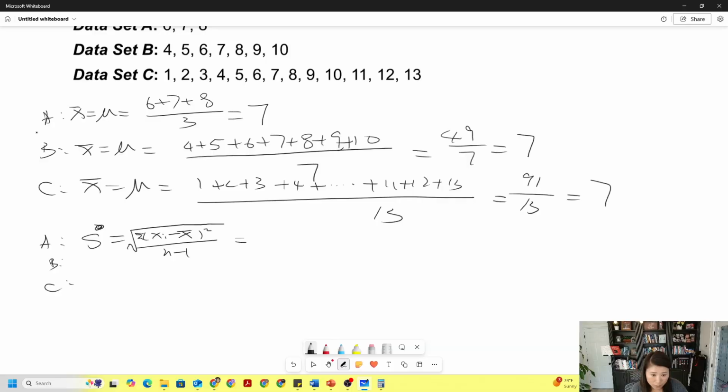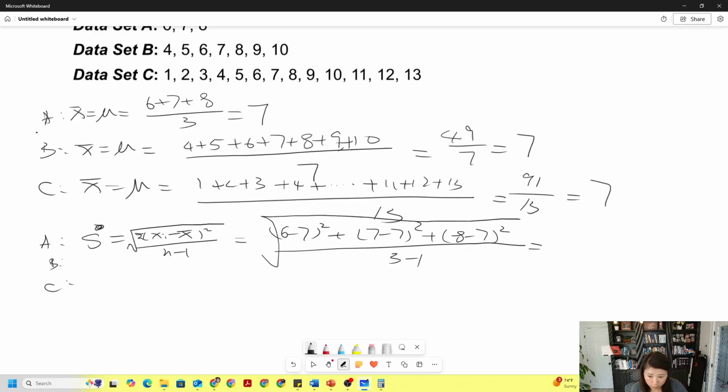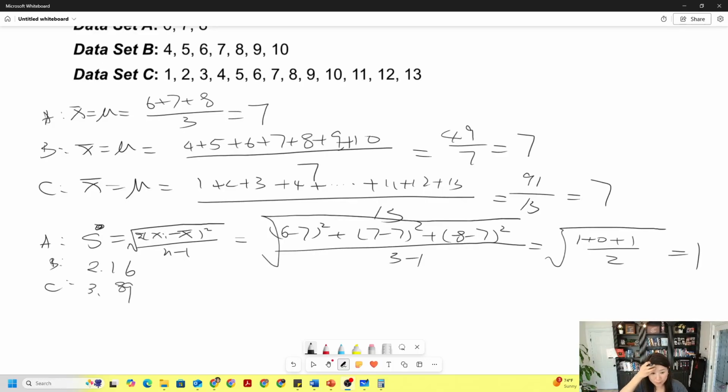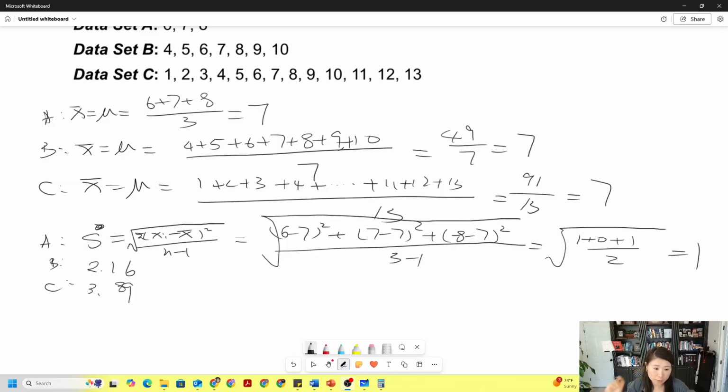So my numerator will be (6 minus 7) squared plus (7 minus 7) squared plus (8 minus 7) squared, divided by 3 minus 1. Take the positive square root of 1 plus 0 plus 1 divided by 2, which gives me 1. So A is 1. Like I said, I will save everybody some time here and do the rest behind the video. I calculated the sample standard deviation for B as 2.16, and for C as 3.89.